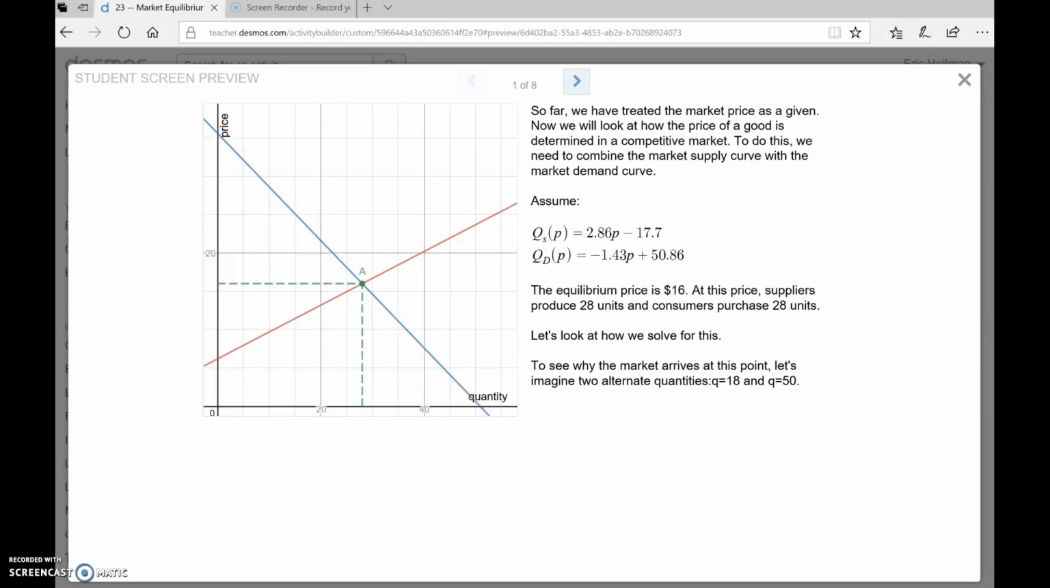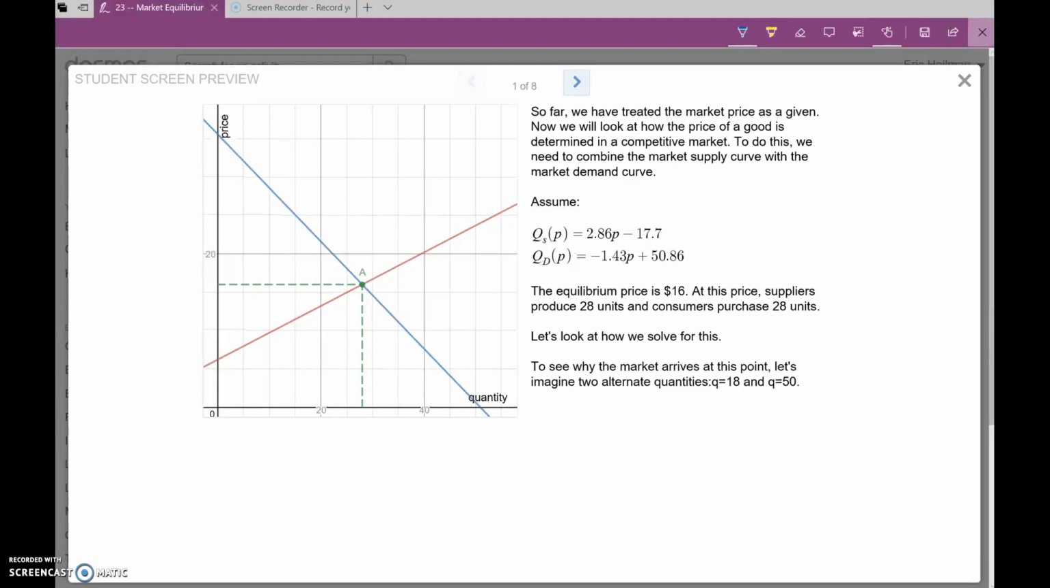This is the first time we've looked at a problem that has both a demand curve and a supply curve in it. In the problem, we are given a supply curve. That's the first one, and that is the red line in the graph. The supply curve slopes upwards. As price gets higher, suppliers want to produce more. And then the demand curve is given by this equation here. That's a downward sloping line. As price goes up, consumers will demand less.